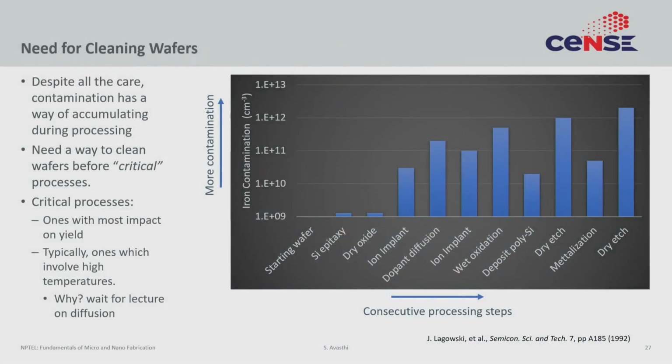This is an example of a study that was done to track contamination on top of wafers. You start with a starting wafer and that starting wafer is extremely pure. However, as you do consecutive processing steps on it, as you make a device on it, going from left to right, by the time you get to the end, you will see that the number of particles on the surface have accumulated. This is a known problem that faces any fabrication step. So, before a critical step, you have to find a way to reduce this contamination, and that is what you use cleaning for.